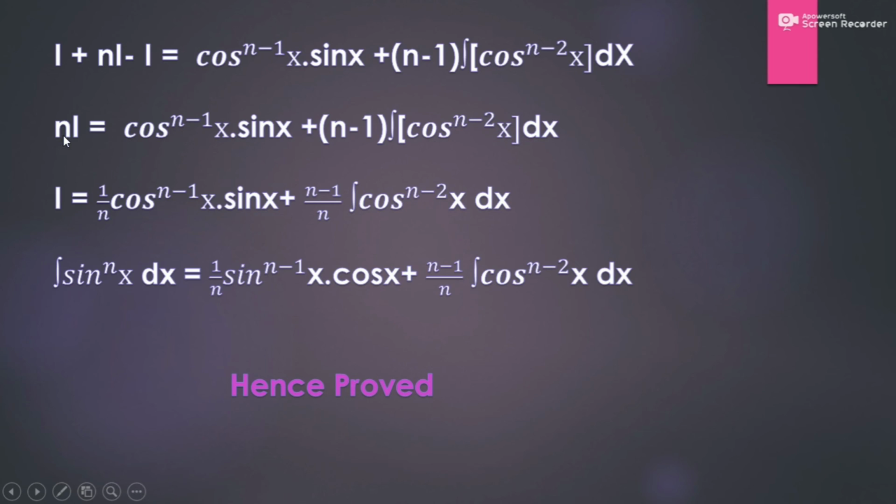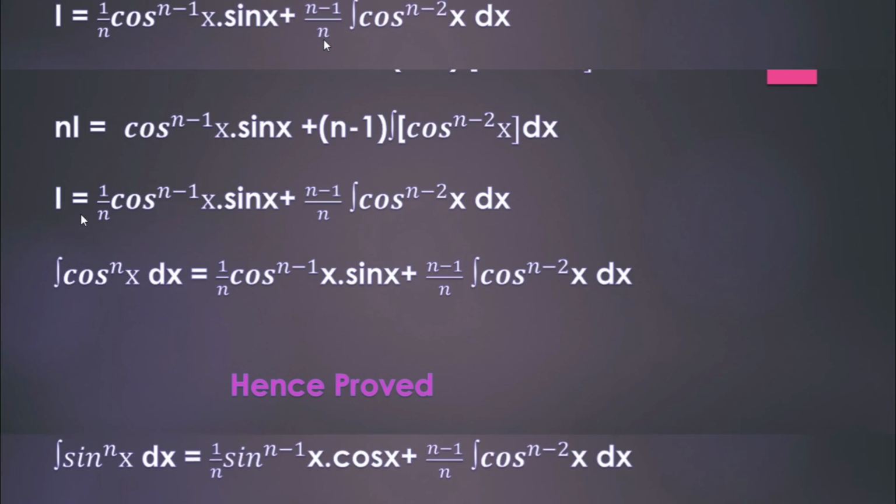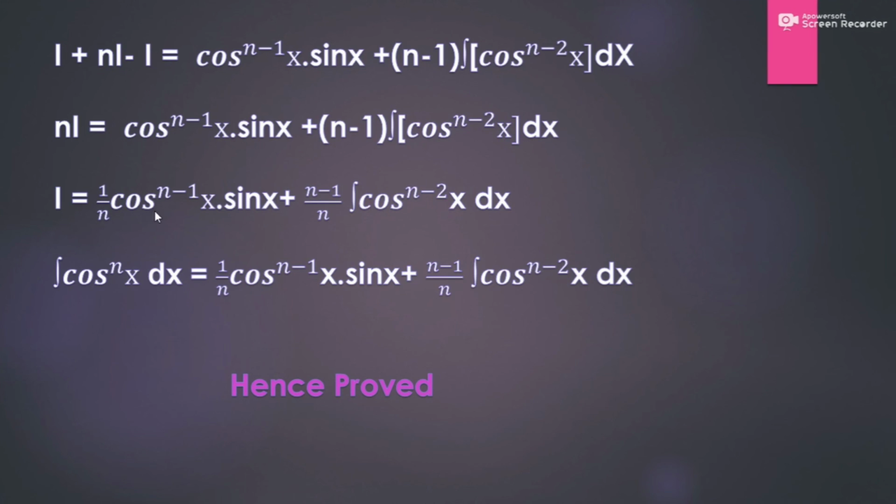Then here we have to calculate the value of only I, so n goes to the right hand side, so it goes to the denominator of these two terms, that is 1 by n. I is equal to 1 by n into cos^(n-1)x sin x plus (n-1), and this n goes to the denominator. I is equal to 1 by n cos^(n-1)x sin x plus (n-1) upon n into the integral of cos^(n-2)x dx.